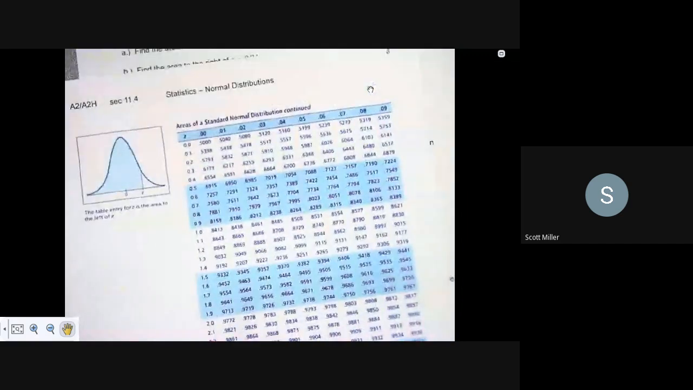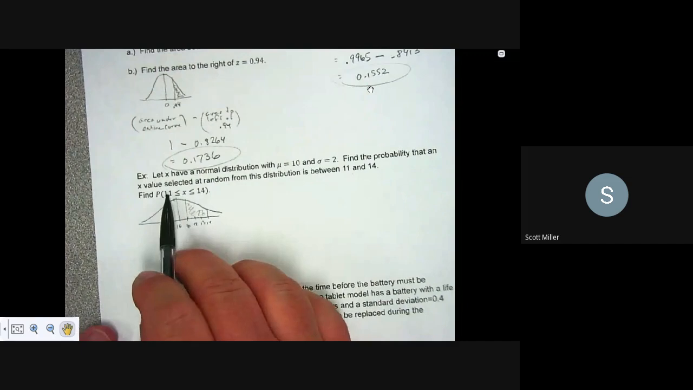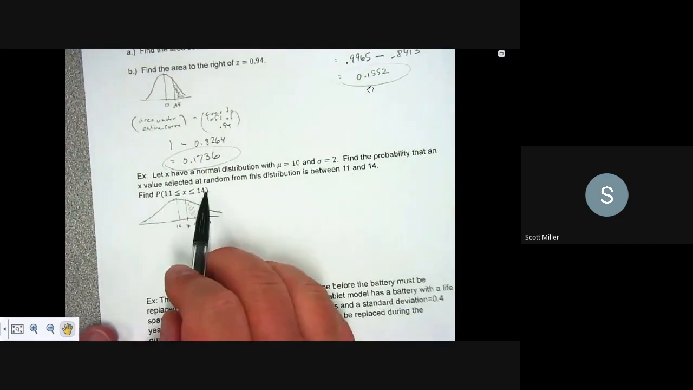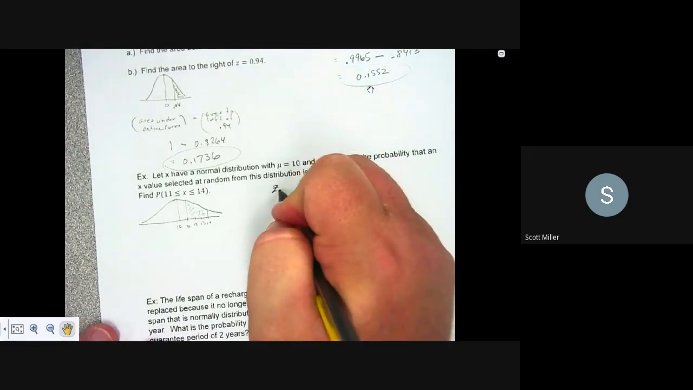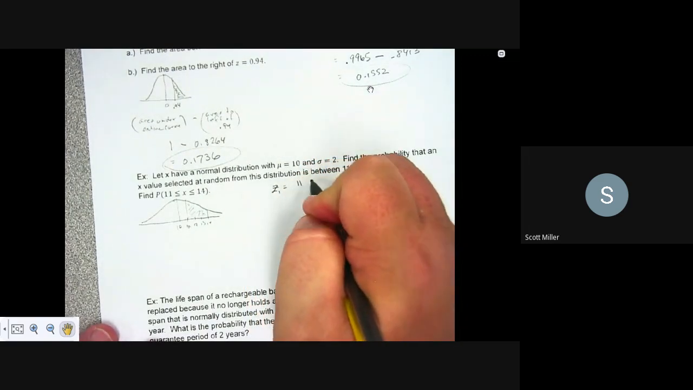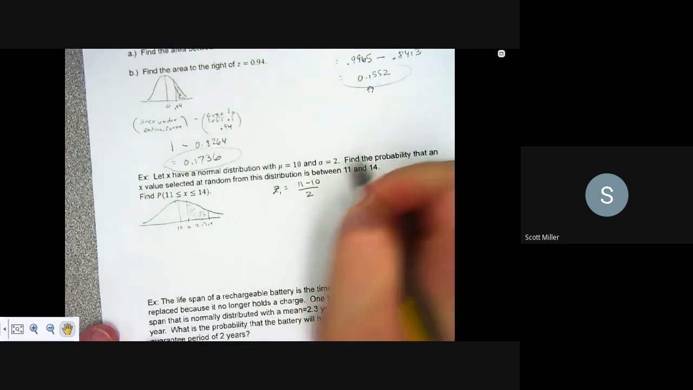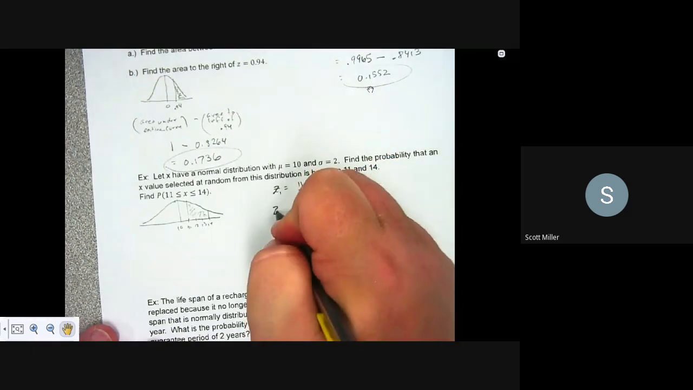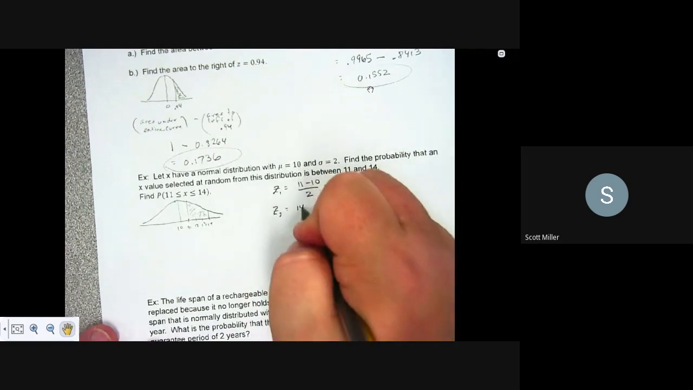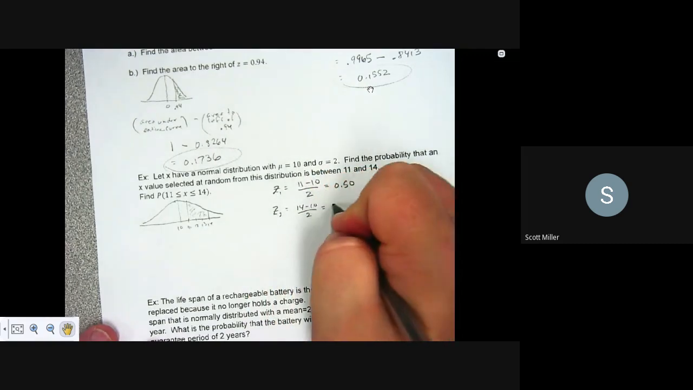Well, this only works for a standard normal distribution. This is just a normal distribution, so we will need to standardize it. To standardize it, you need to find the z-score associated with 11 and 14. Okay, so what is the z-score? The first z-score is going to be 11 minus the average divided by the standard deviation. So you work this out, you're going to get 1/2, which would be 0.50. Then we want to find the second z-score for the 14, and we get 2.00.